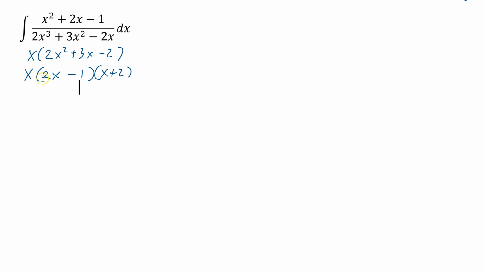And then we double check it, so that would be 2x squared, 4x take away x is 3x, negative 2, it checks. All right, so now we have three factors. So this would equal, well, that won't equal it.